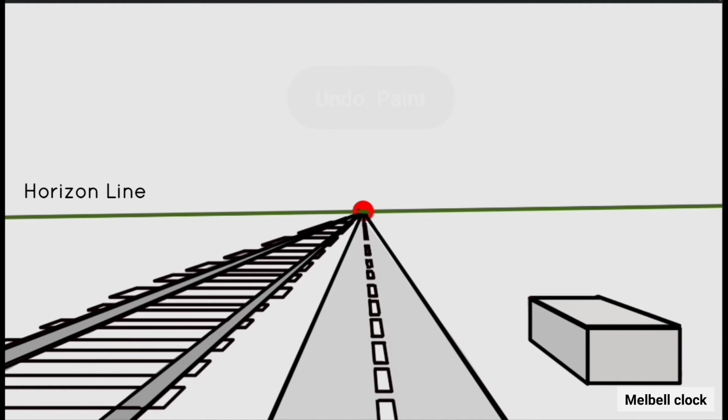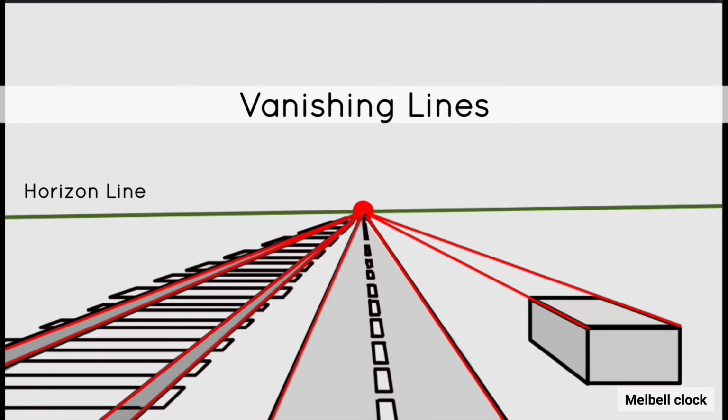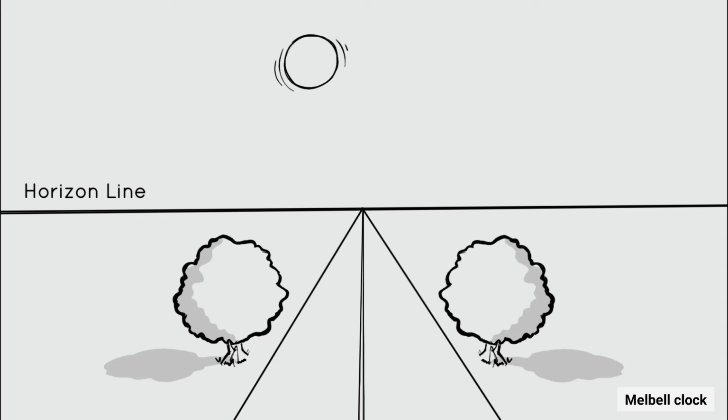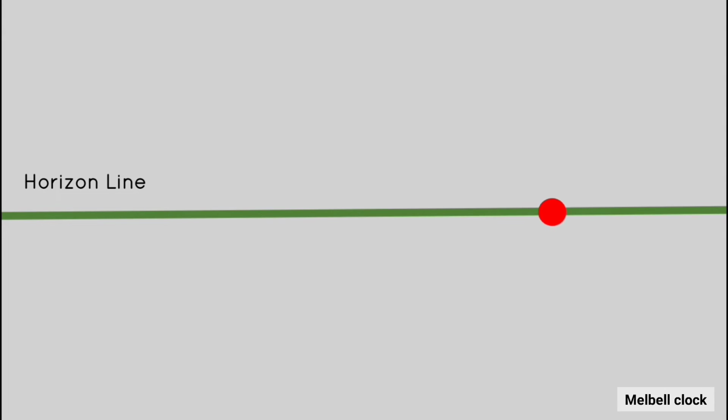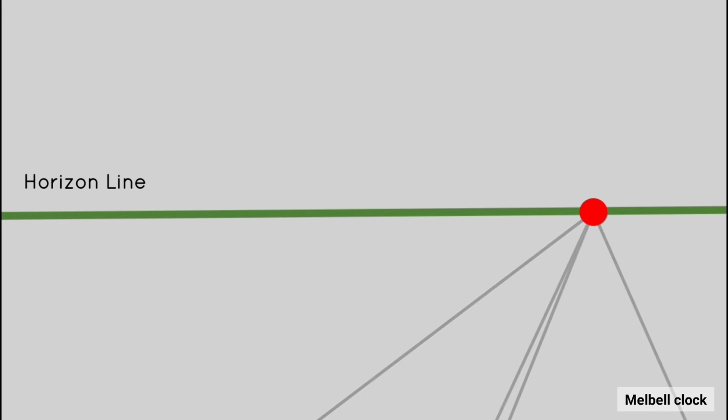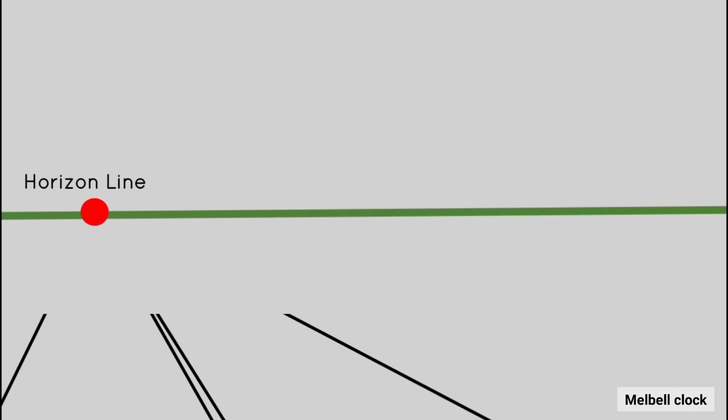The lines that move away from us, like the sides of boxes, the road we are standing on, or railway lines, they all seem to converge at one point. These are called vanishing lines. Objects get smaller or become distant when they are close to the vanishing point, and this creates depth in drawings. The vanishing point is not bounded, you can place it anywhere on the horizon line.